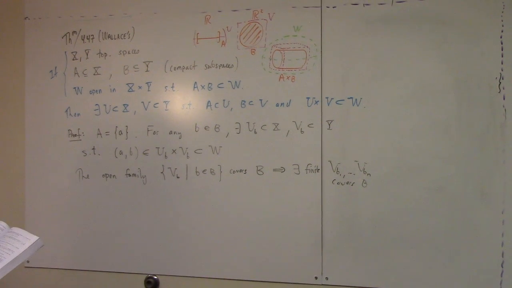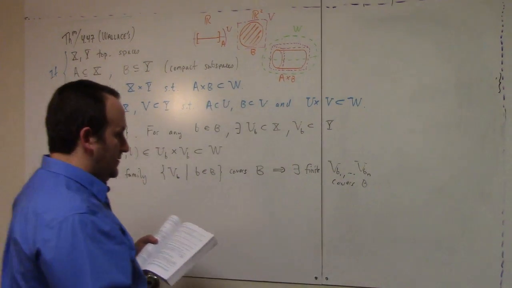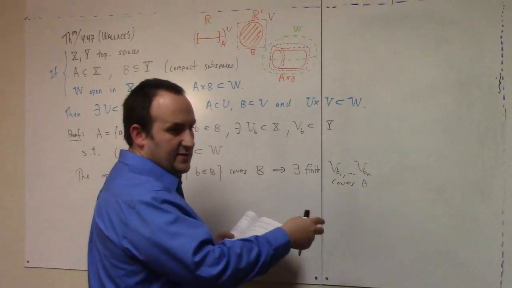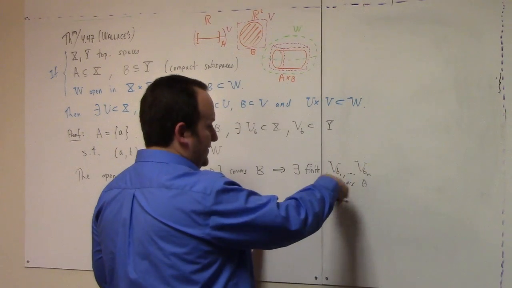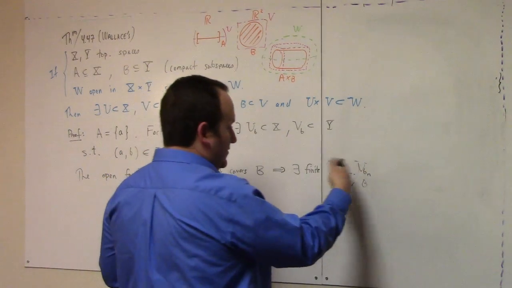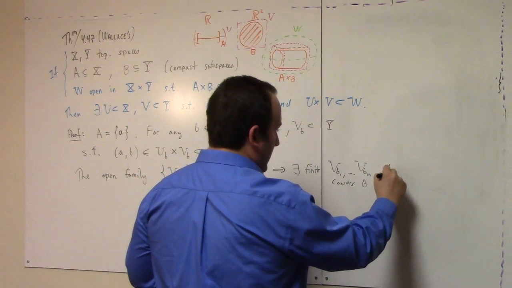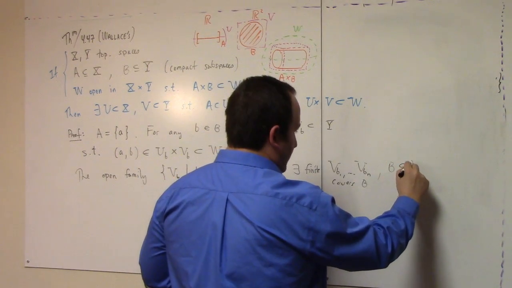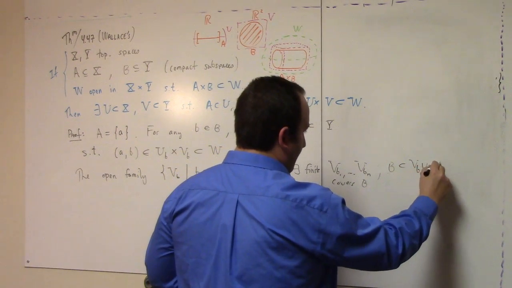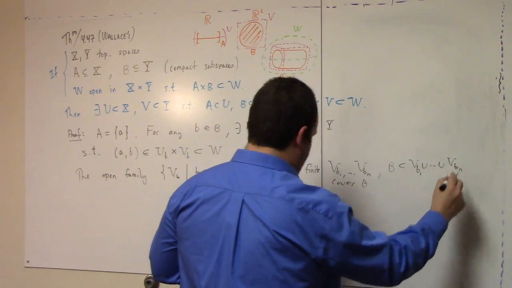We've got this finite subcover of B, right? Such that B is a subset of the union of these. These aren't necessarily just within B, so it could go a little bit beyond B. So certainly B is a subset of the union of these. And then what?